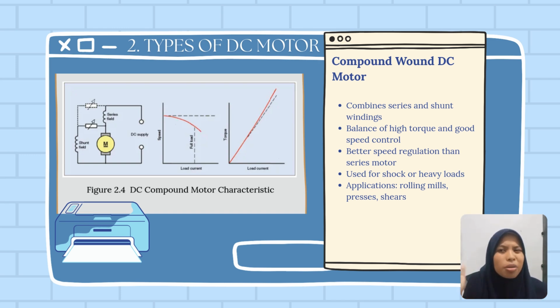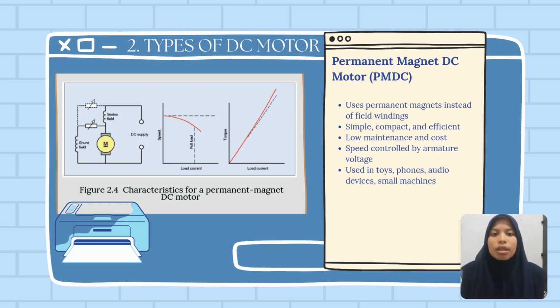Its speed regulation is better than a series motor but not as good as a shunt motor, while its torque is higher than a shunt motor but lower than a series motor. This makes it suitable for applications such as rolling mills, presses, shears, and machines subject to sudden or shock loads.